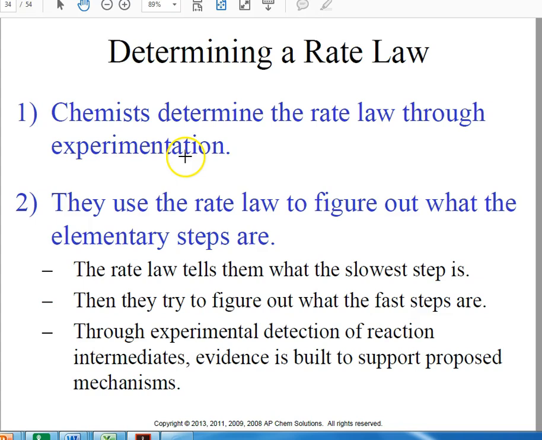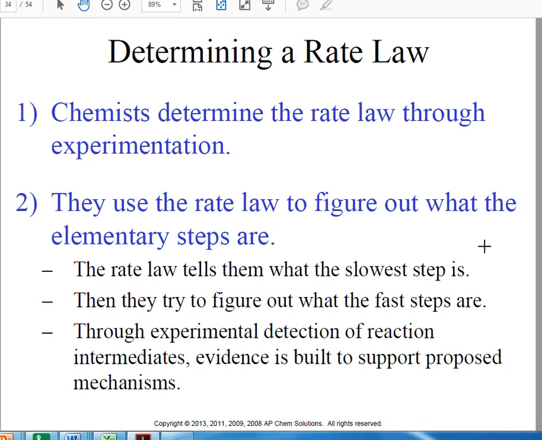Because the rate law is going to tell chemists what the slow step is. And then they try to figure out what the fast steps are. They can use some experimental detection devices to spot intermediates. And then they build up evidence to support a proposed mechanism. Now, a mechanism is a hypothesis and it can build to a theory, but it is always refutable.